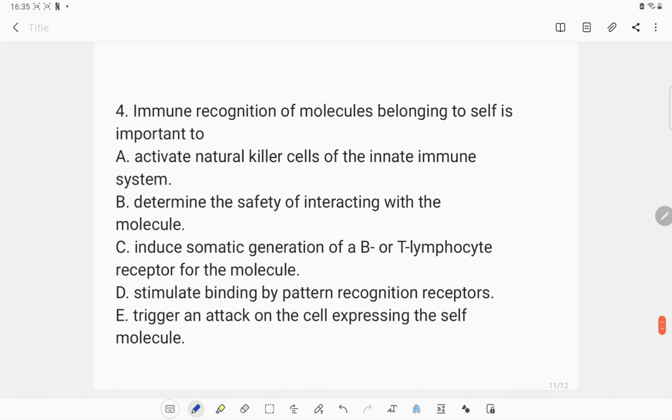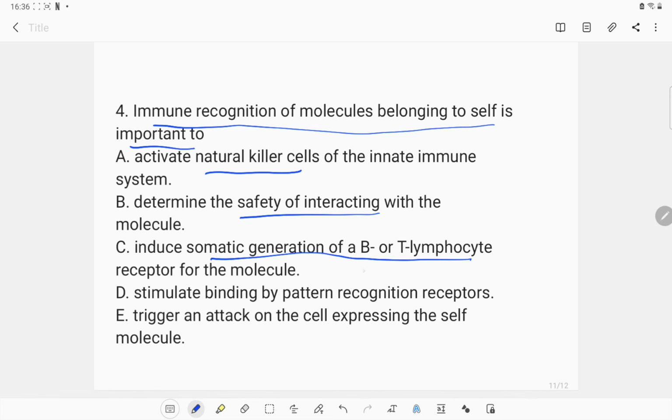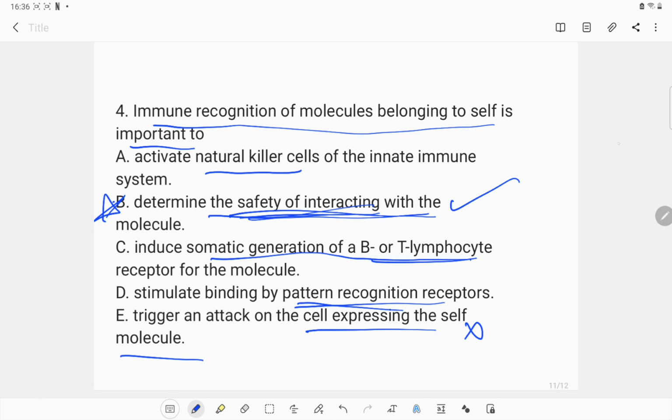The next question, fourth question. Immune recognition of molecules belonging to self is important to activate natural killer cells, determine the safety of interacting, induce somatic degeneration of B and T lymphocytes, stimulate binding of pattern recognition receptors, or trigger an attack on cells expressing the self molecule. This cannot be the answer. Pattern recognition receptors, more than this activation of somatic generation of B or T lymphocytes, this is referred to as the safety of interacting with the molecule, whether we are interacting with our self antigens or with the non-self antigens. So the best answer is B. So B is the right answer.